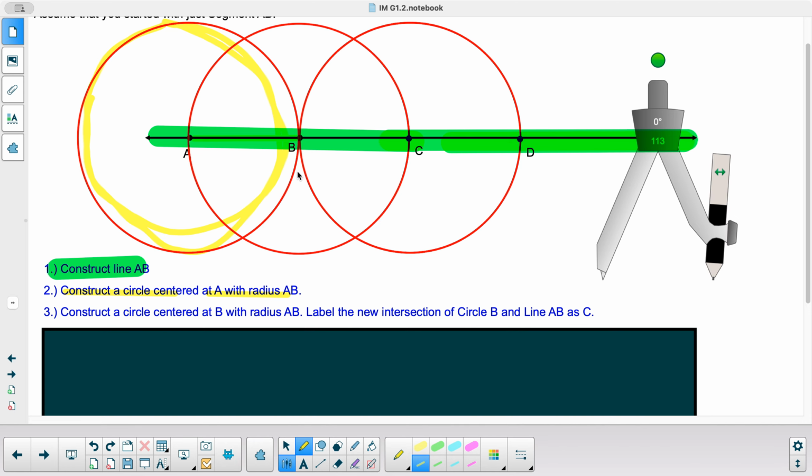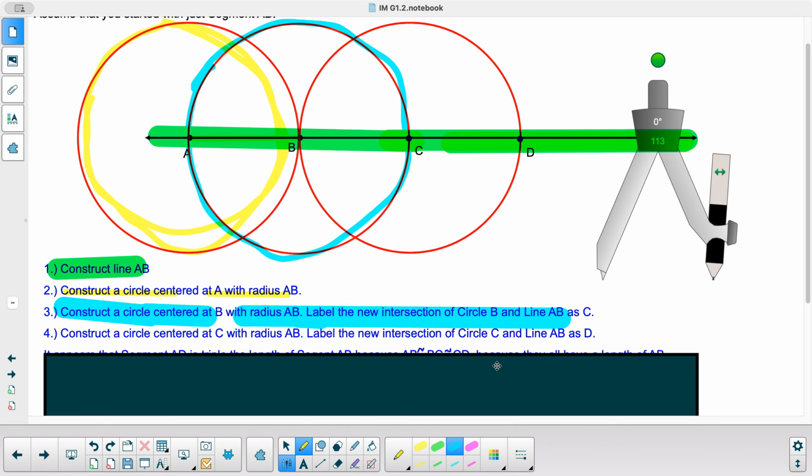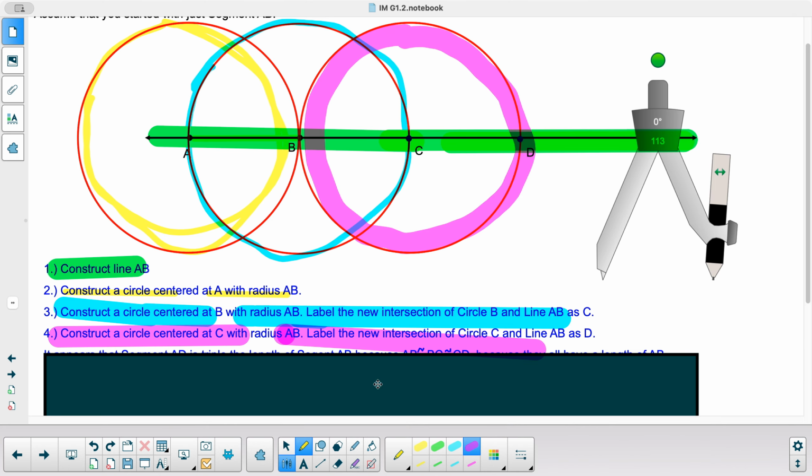Then construct a circle centered at B with radius AB. So my third step would be this circle right here. Then you can see we have to make another circle at C. Construct a circle centered at C with radius AB, same radius, and label the intersection as D. Oh shoot, I didn't highlight that third step. The fourth step would be this circle right here.